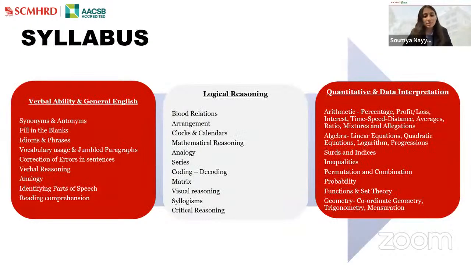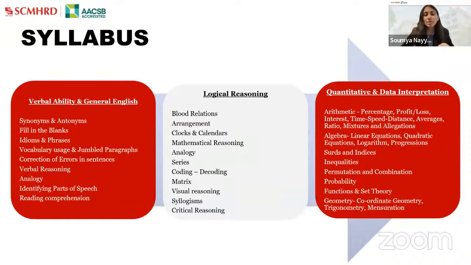Now, coming to the syllabus, we have 3 sections, as I had earlier mentioned. That's verbal ability in general English, logical reasoning, and quantitative and data interpretation. Verbal ability consists of basic questions related to synonyms and antonyms, fill in the blanks, idioms and phrases, verbal reasoning, and all of that. Logical reasoning includes questions related to blood relations, clocks and calendars, series, analogy, all of that. In quantitative and data interpretation, the major chunk of the SNAP exam comes from arithmetic and algebra, and of course, permutation and combination as well.